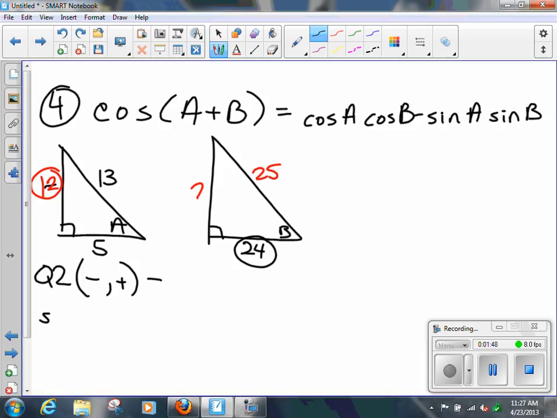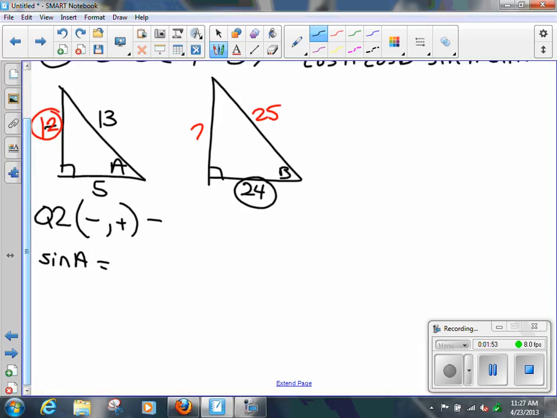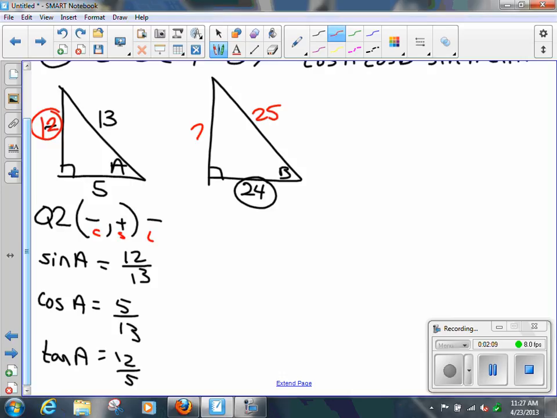So the sine of A is 12/13. The cosine of A is 5/13. The tangent of A is 12/5. I'll put in my signs for cosine, sine, and tangent. So cosine is negative, sine is positive, tangent is negative. You've got to be mindful of these signs.